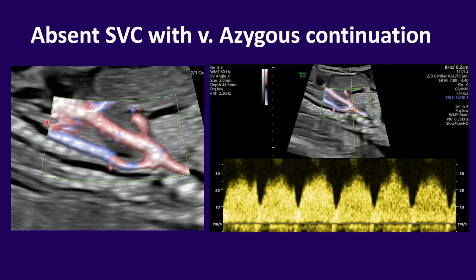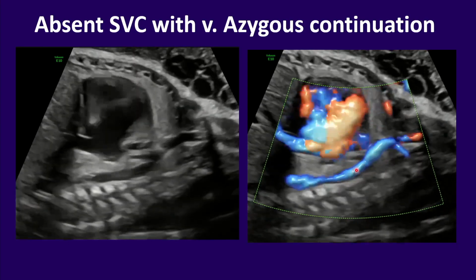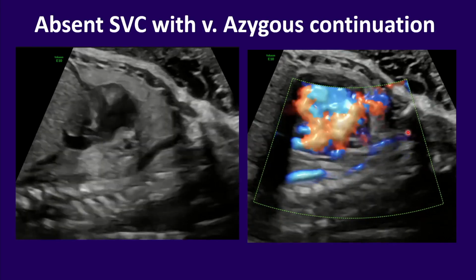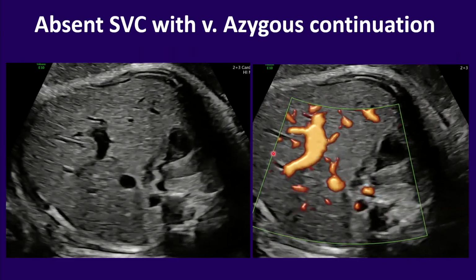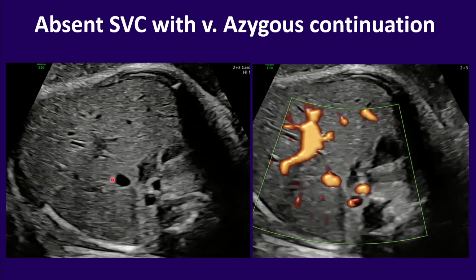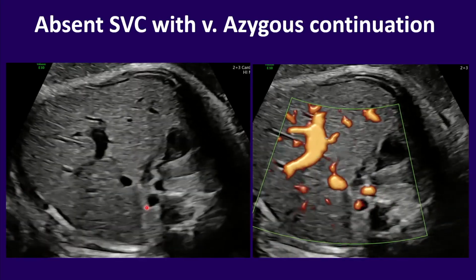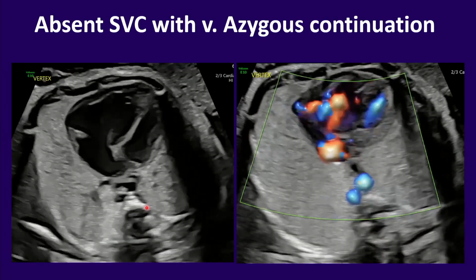The azygos vein is draining everything, all the blood from the head and the upper extremities, to the inferior vena cava. And this is how you can see that big vessel behind the heart that drains all the blood from the upper extremities and the head down. And once again, this is the normal IVC, normal aorta, and the dilated azygos that serves as the drainage.